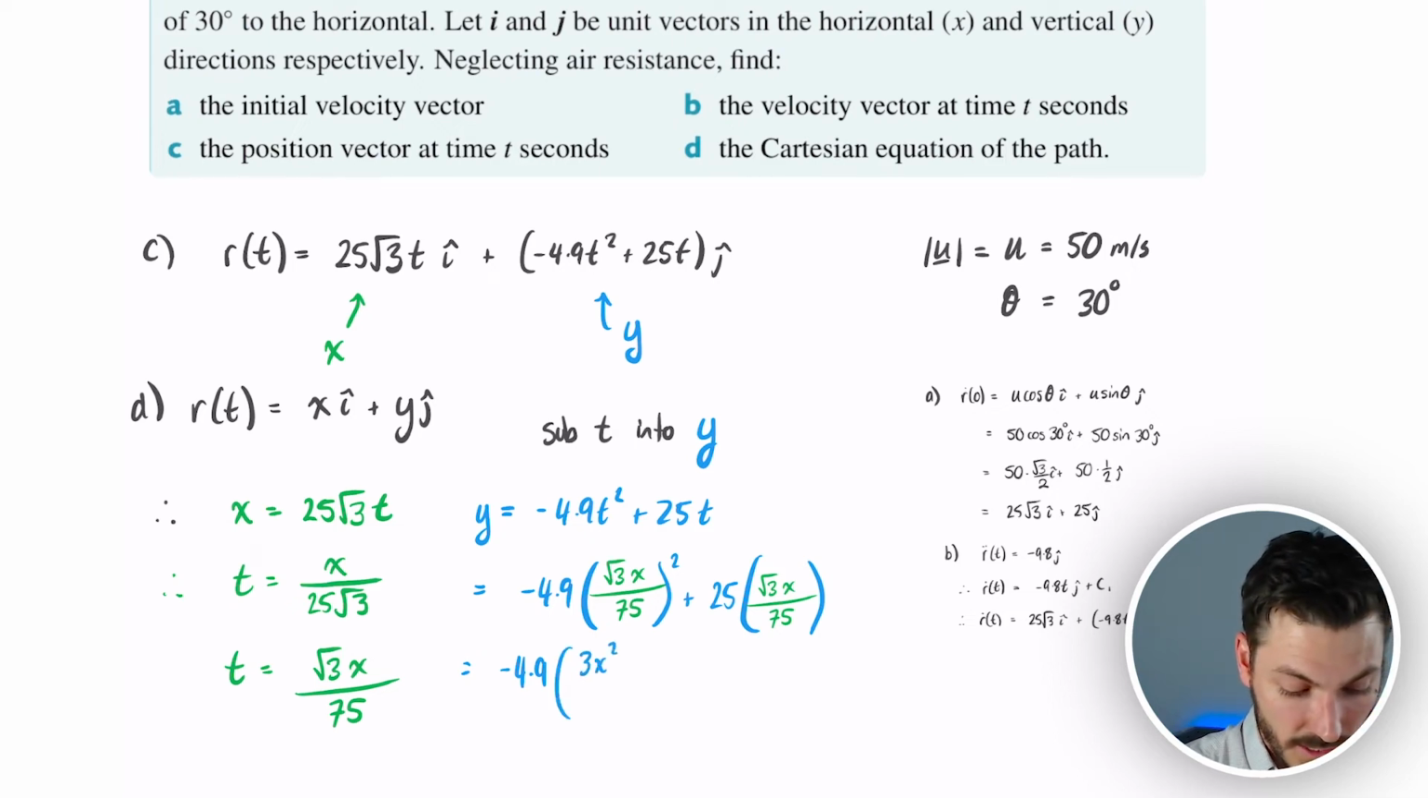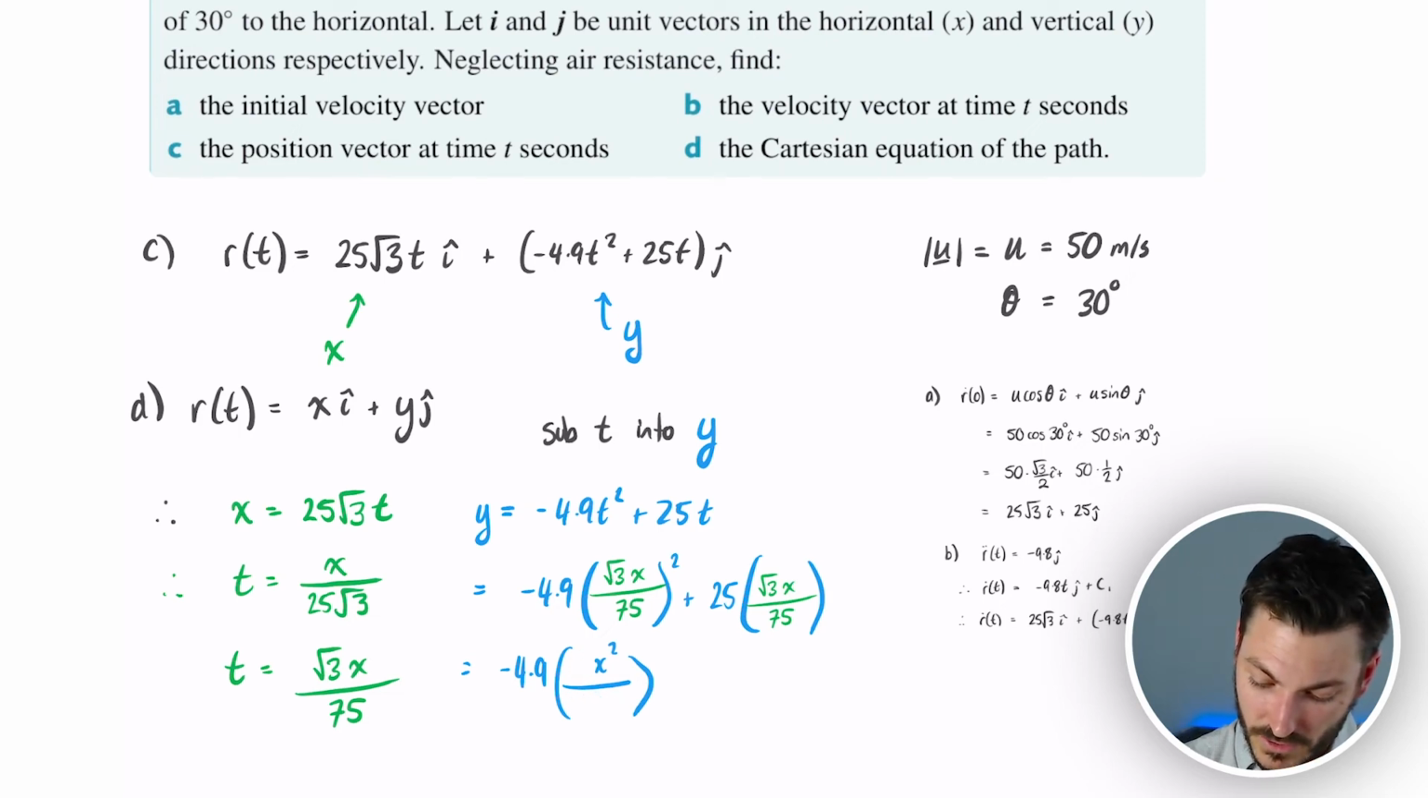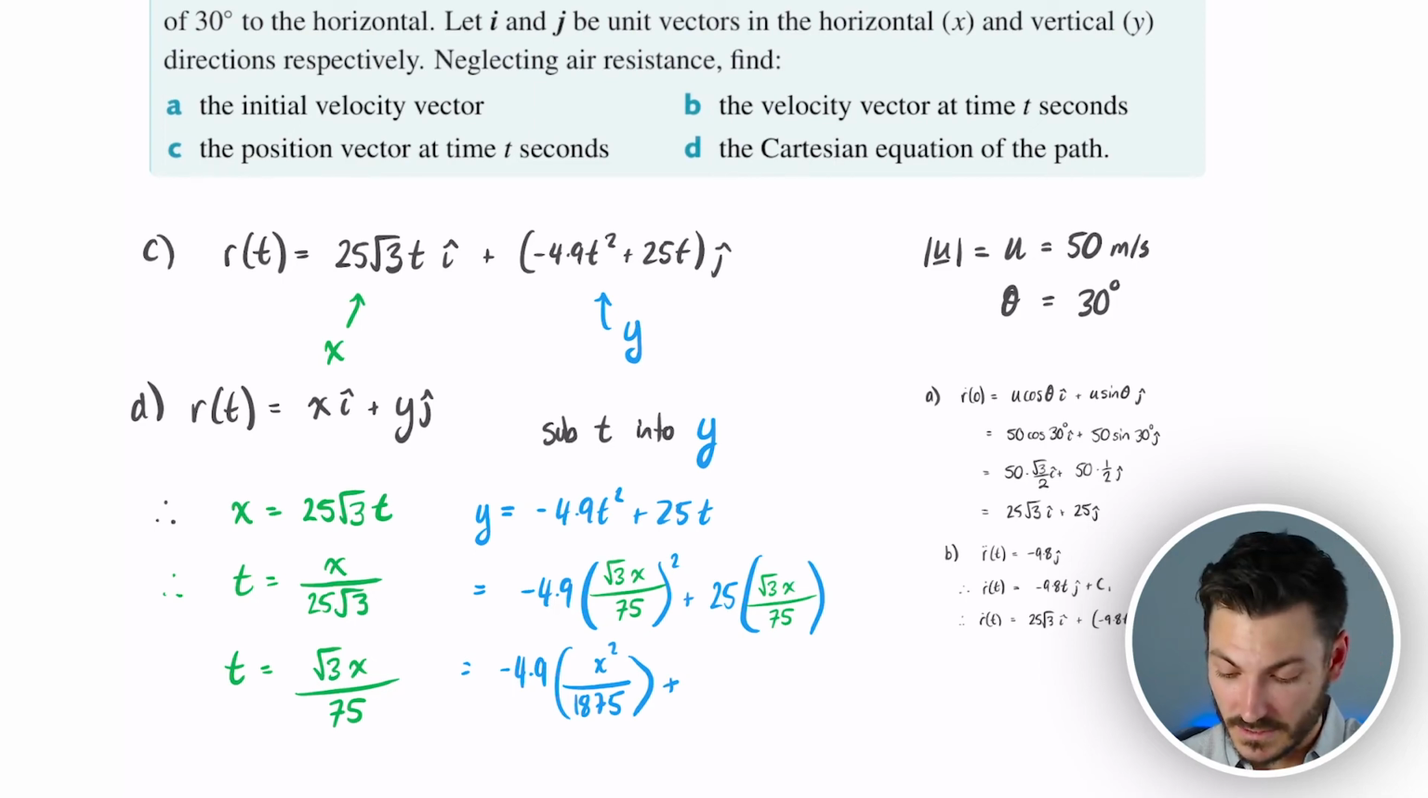75 squared, going to need the calculator for that one. 5625. I'm just going to check if that's divisible by 3. It is: 1875. So I'm going to simplify this now into x squared on 1875. Nice one. And plus now 25 and 75 are easily divisible by one another. So that's 1 over 3.